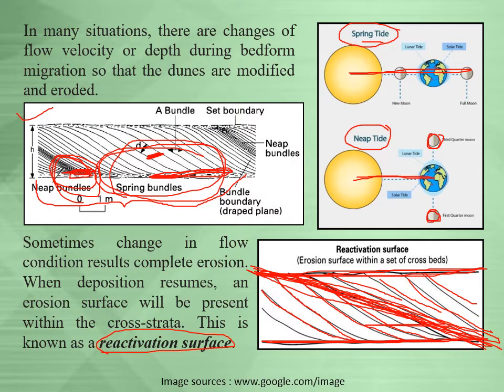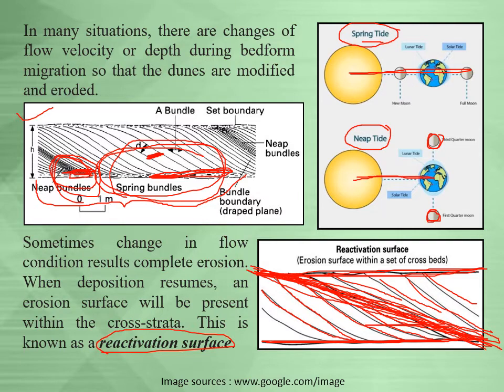It is a certain event due to certain change in flow velocity or flow depth. Instead of deposition, erosion occurs, and after this event again the previous conditions resume, and again the crossbeds are formed. So this small scale erosional surface within a single bed, that is found within the cross laminated unit, we call them as reactivation surface.